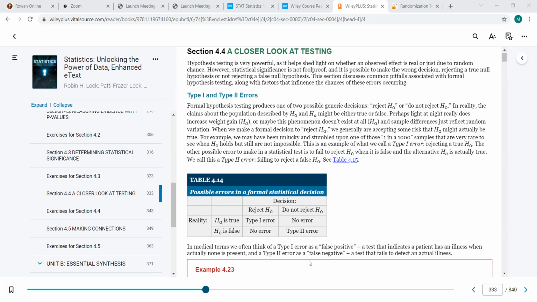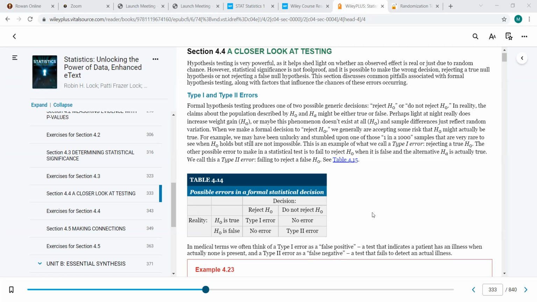And as you probably guessed, the false negative means you get a negative test, but you do have COVID. That would be not rejecting the null hypothesis in the test, saying you're okay, but in reality, you do have COVID. So that's a false negative. So the type 2 error in medical terms can be called a false negative.